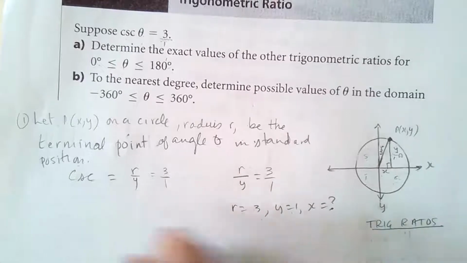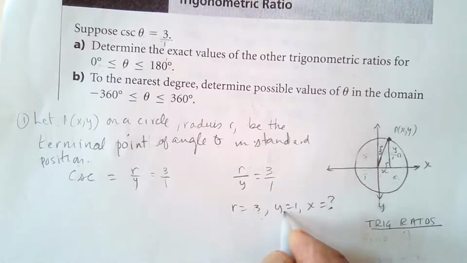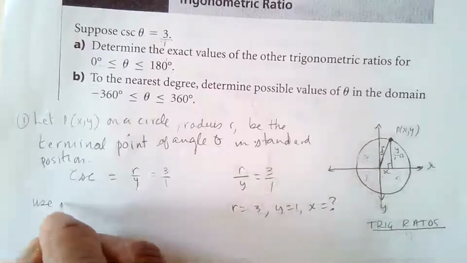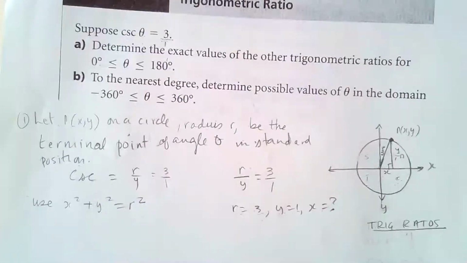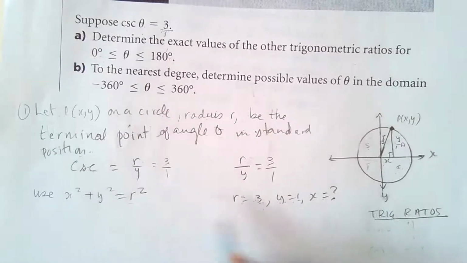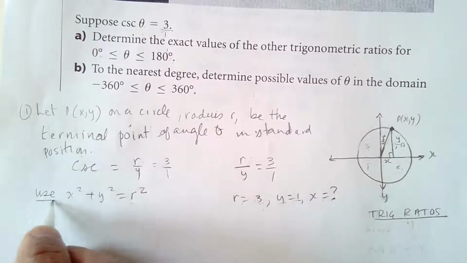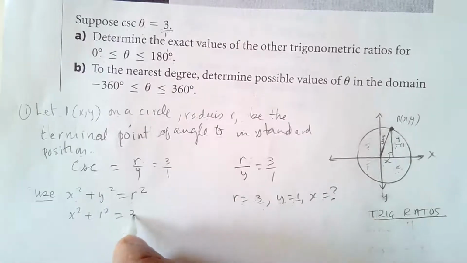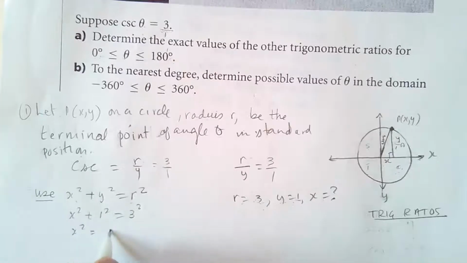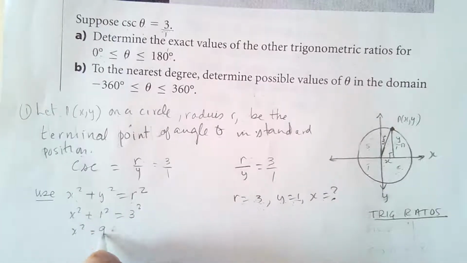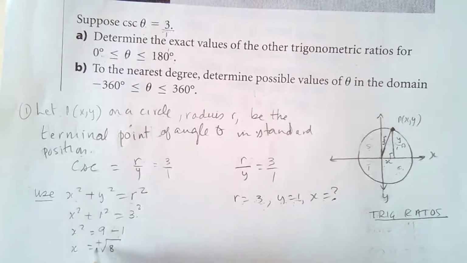So we have R equal 3, Y equal 1, X we don't know, right? So use x squared plus y squared equals r squared. Then we substitute 3 for r and 1 for y. So we have x squared plus 1 squared equals 3 squared. Now the 1 on the right side becomes 9 minus 1. So this gives us x equal to plus or minus the square root of 8.